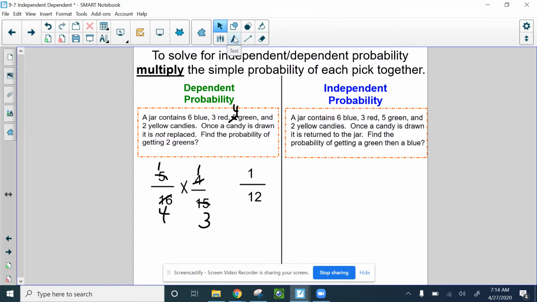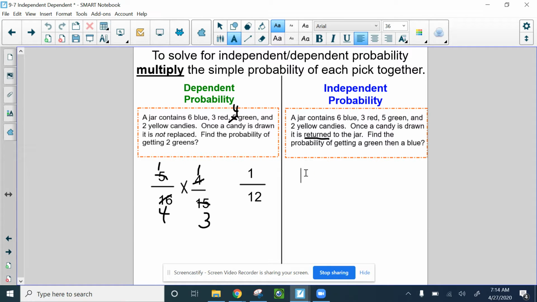Let's look at the independent probability with those same marbles. So this time, when I'm doing this, I am returning the candy to the jar. So it is an independent probability experience here. So at first, getting a green would be 5 out of 16 for my probability because I have 5 green marbles and 16 total marbles. Now the second time, since I put it back, I still have 16 candies in the jar.